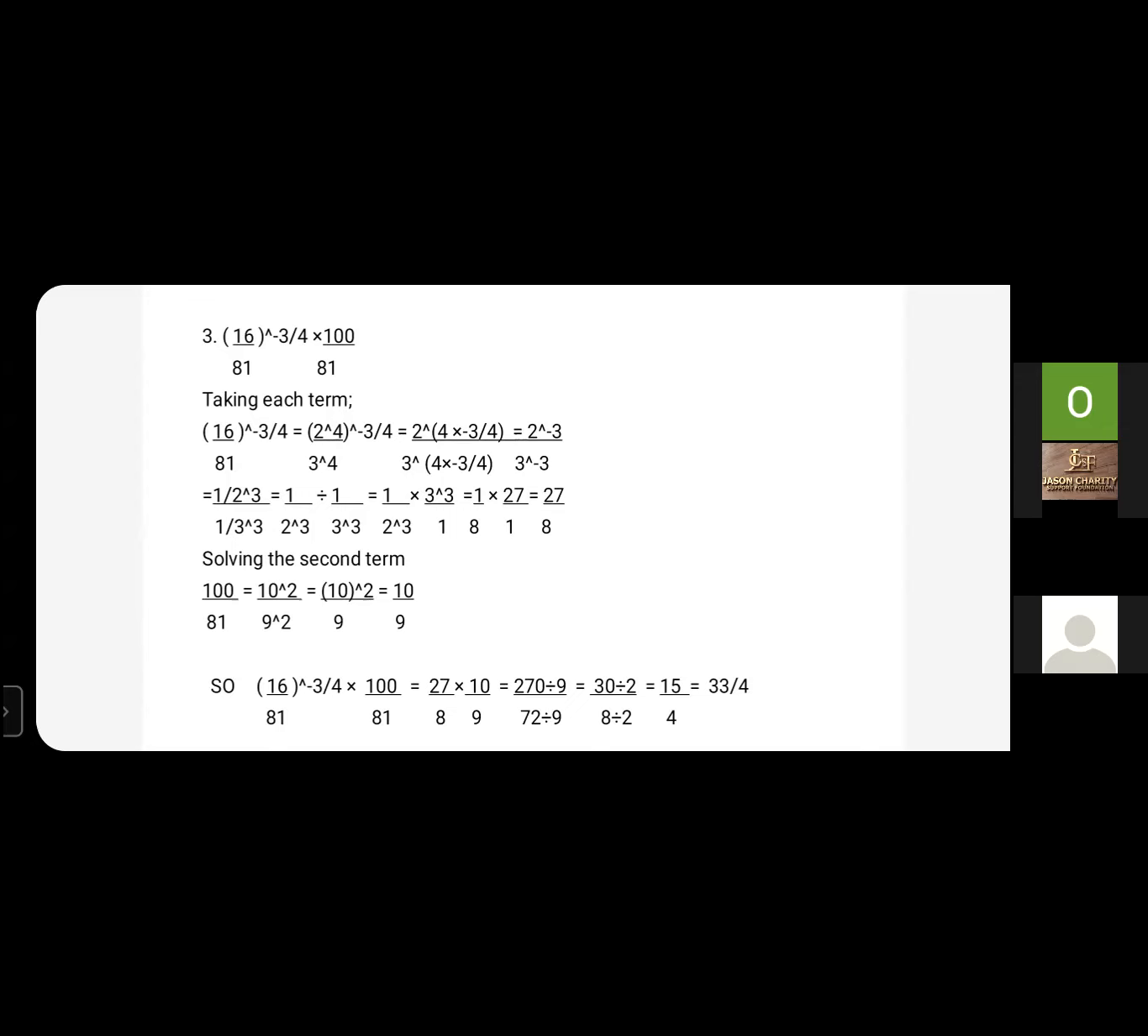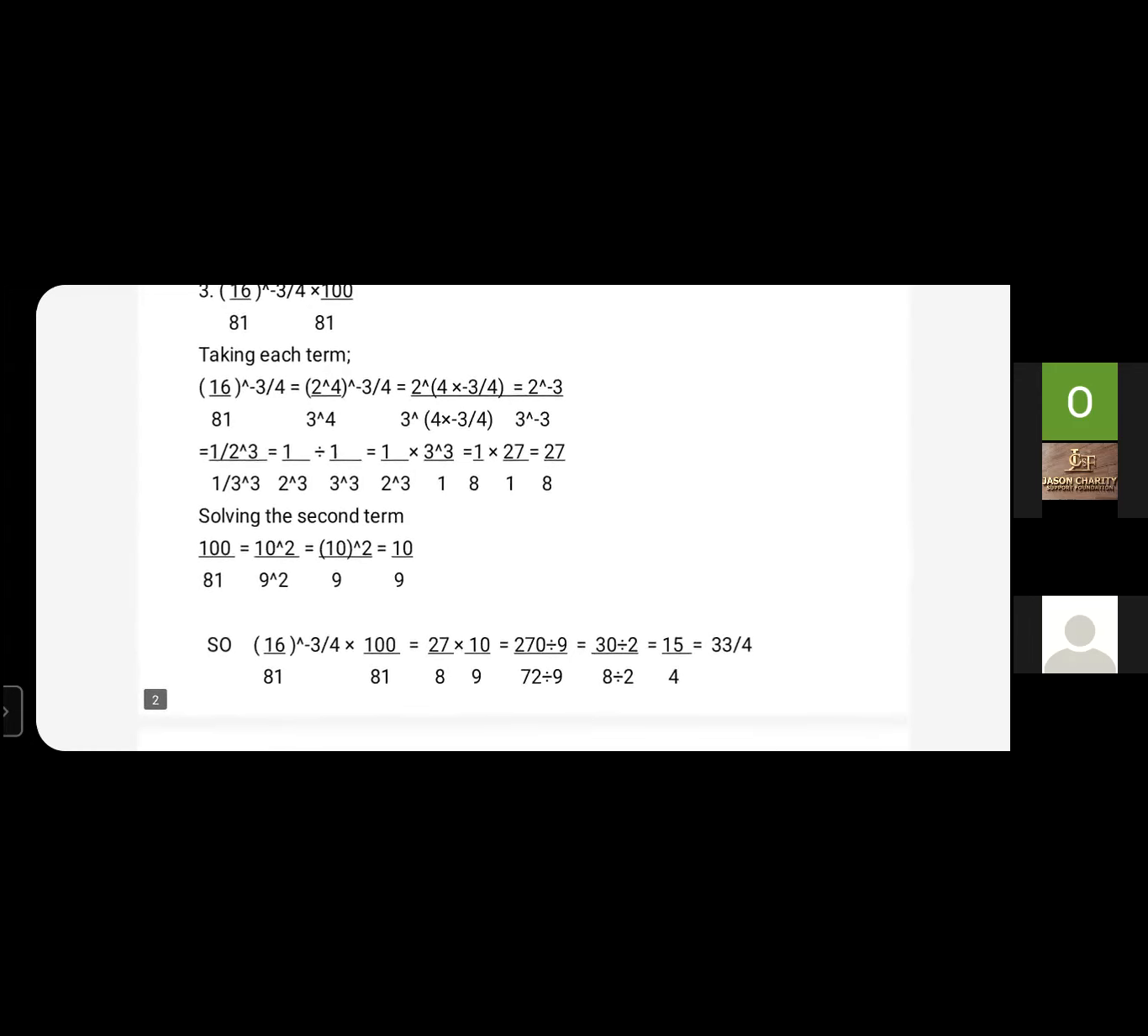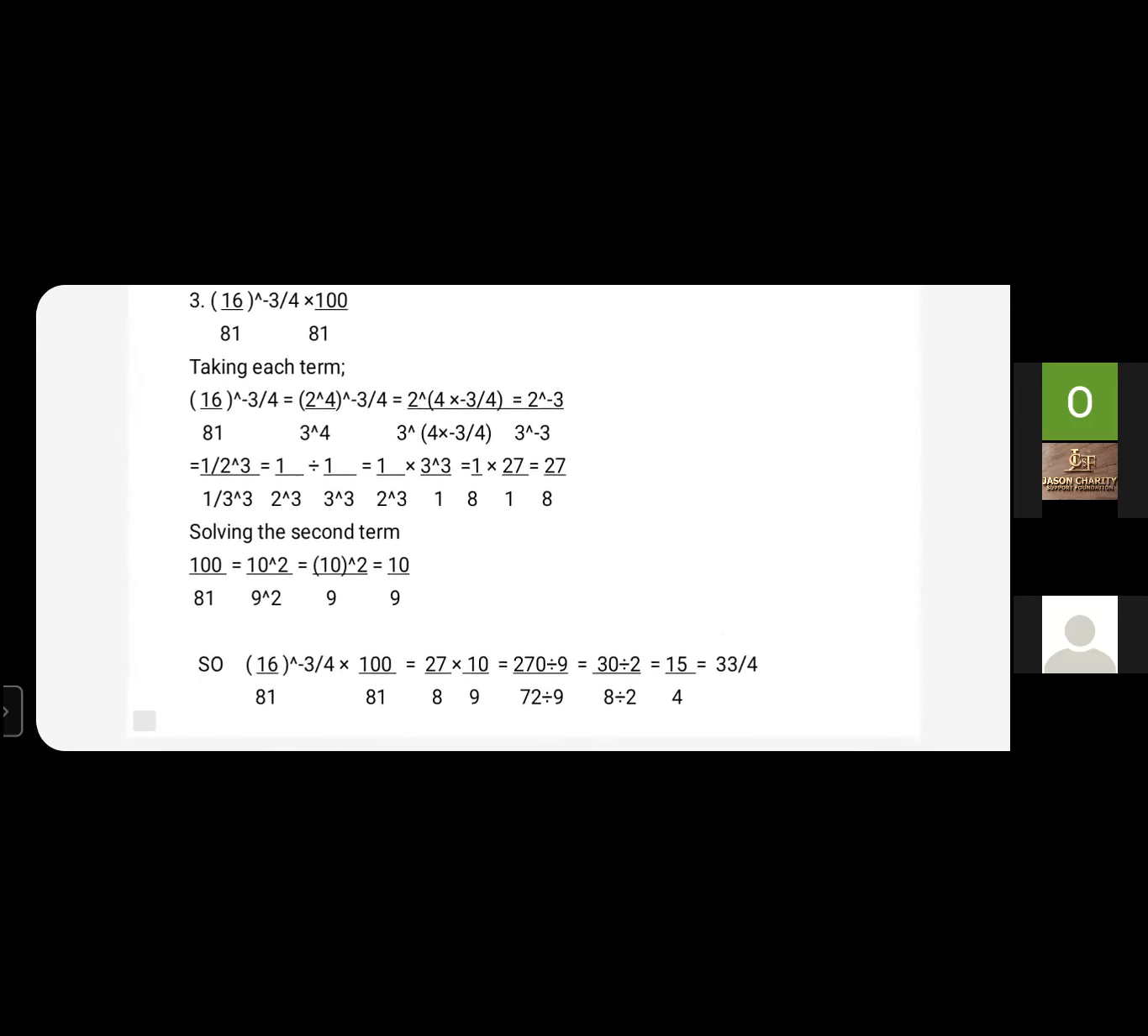Now, the solution to this is we pick each term. That is, we pick 16 over 81 raised to the power of minus 3 over 4, and then we pick the square root of 100 over 81 and solve separately. So, solving the first term, 16 over 81 raised to the power of minus 3 over 4: last week, when I was explaining fractional indices, I said that when we are given fractional indices, looking at our power here, we'll see it's in fraction form, minus 3 over 4.